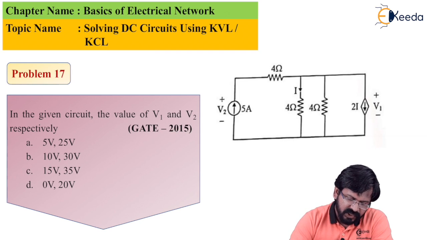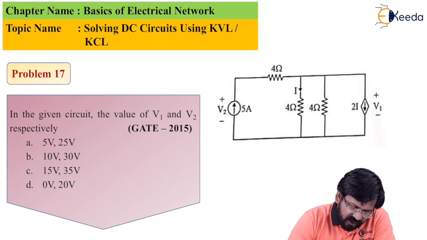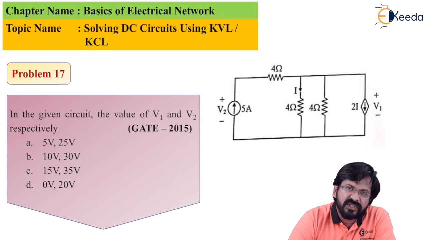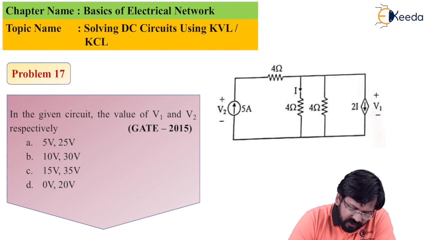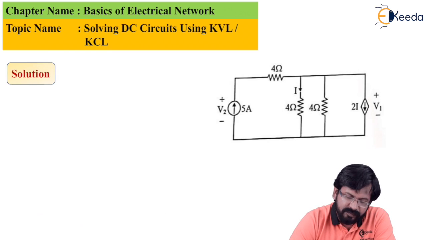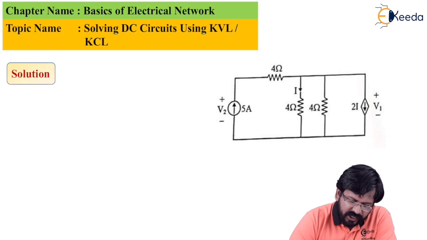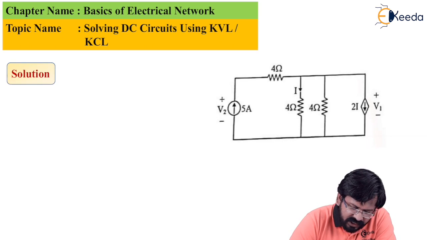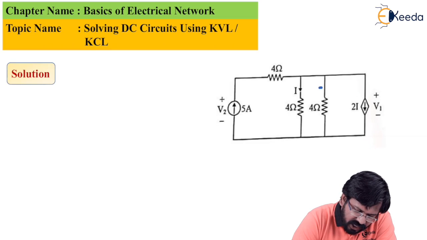So as you can see, in this circuit we have to find the value of V1 and V2. V1 is the voltage across the current source, which is 2I, and V2 is the voltage across the another current source, which is 5 ampere. There are two resistances connected in parallel, 4 ohms and 4 ohms. Through one 4 ohms, the current is given as I, then I can also assume the current through the other 4 ohms is also I.